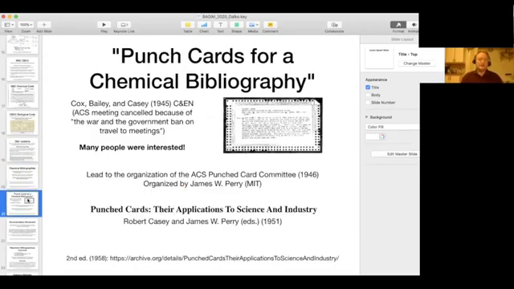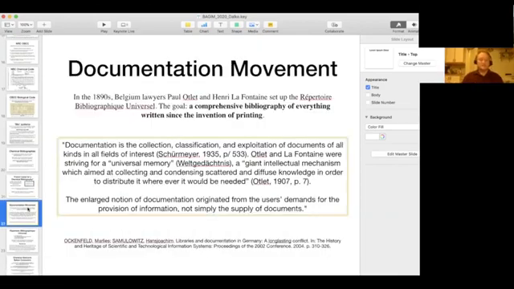So in 1945, there's this publication in C&EN about using punch cards, these same sorts of edge-notch punch cards, for bibliographic information. At a regional meeting, there was so much interest in this that a special session was held for it, and something like 80 people showed up. The ACS started a punch card committee so they could figure out how to do this. There are lots of publications in the Journal of Chemical Education describing how this works. But you have to think about this.